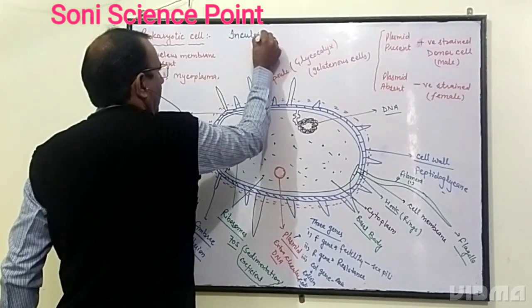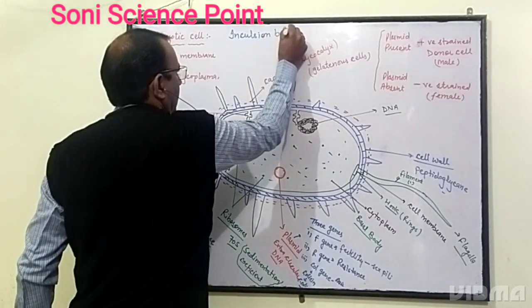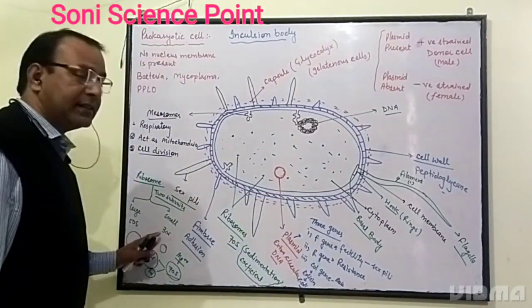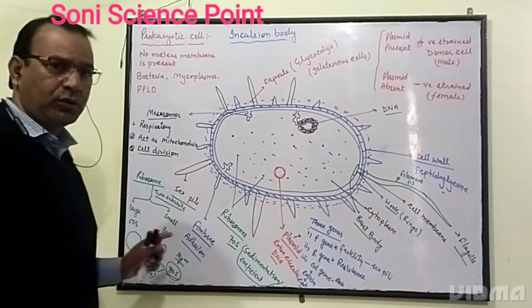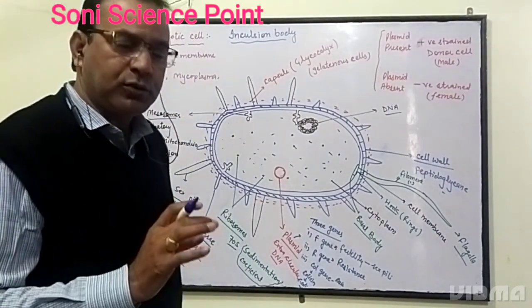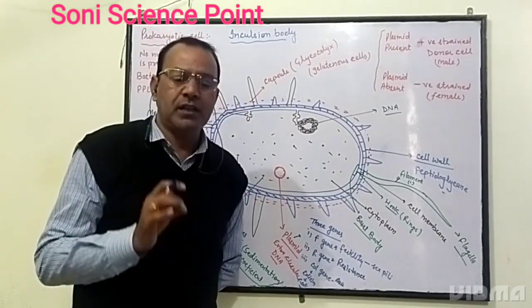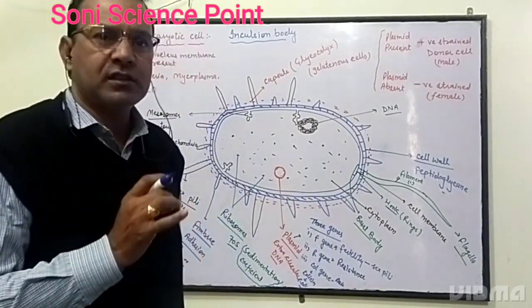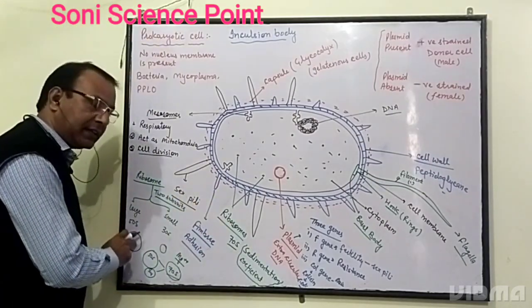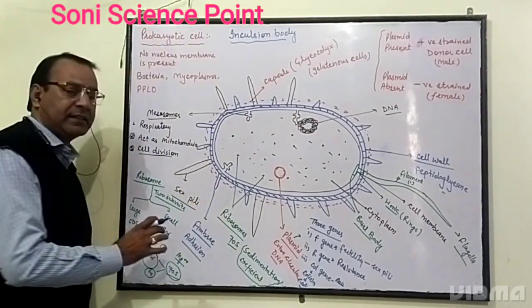One more thing: what do you understand by inclusion body? As we have discussed, in prokaryotes 70S ribosome is present. Ribosomes are the protein synthesis factory. Ribosome consists of 2 subunits, one large subunit and another small subunit. The large subunit is 50S and the small is 30S.